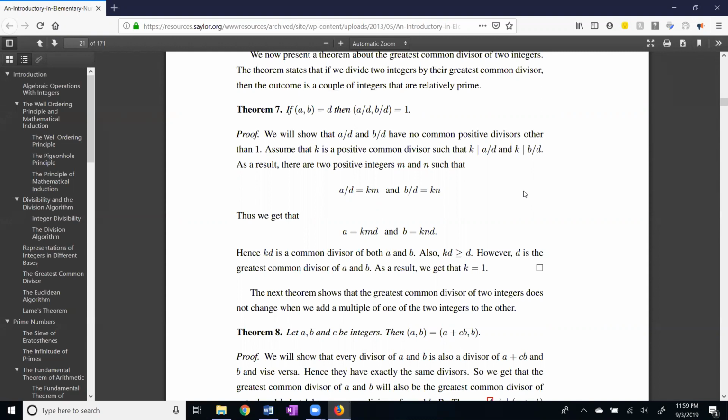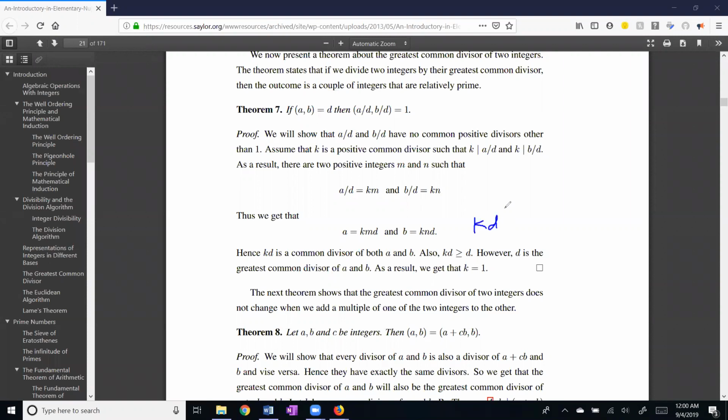As a result, we have two positive integers, m and n. Km equals A over D and Kn equals B over D. This is using the definition of divides from week 2. We use this definition frequently in week 2, and we will use it frequently throughout the course. Multiplying through by D, we get the equations A equals KMD and B equals KND. KD is a common divisor of both A and B. We could write that this way.